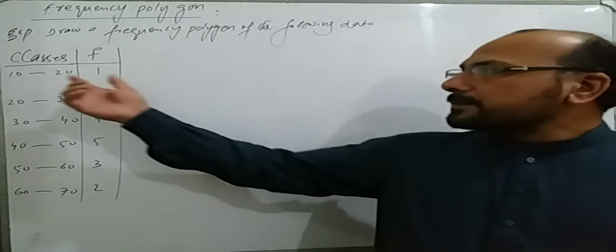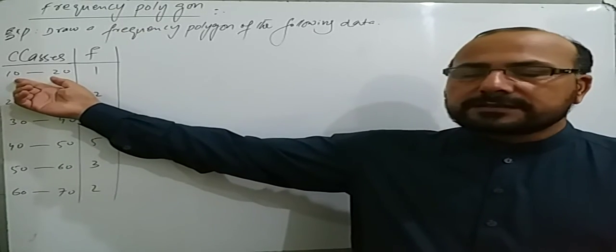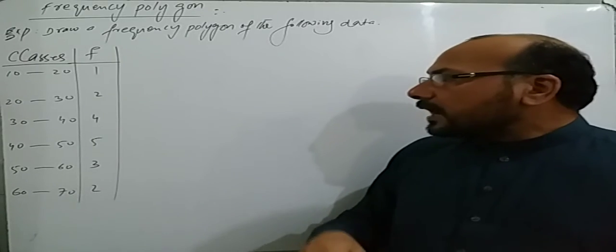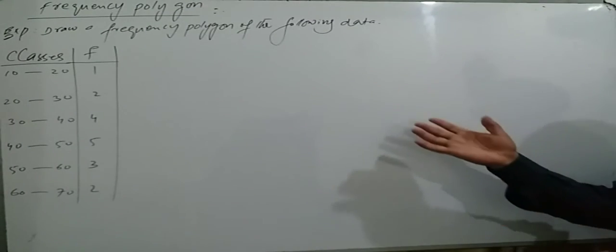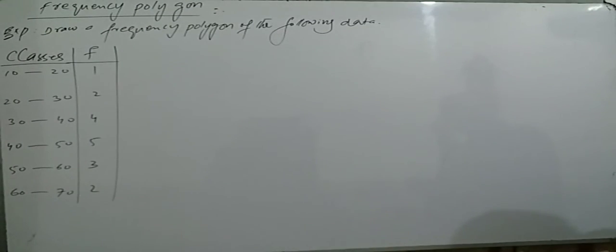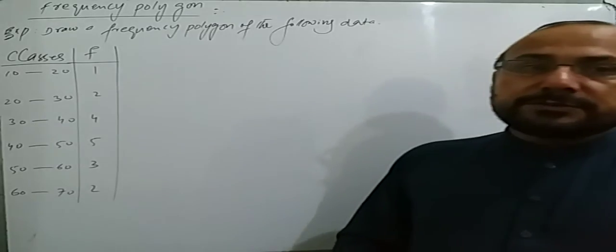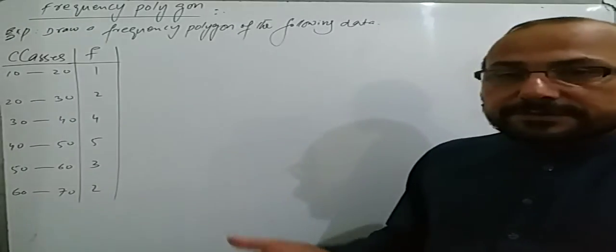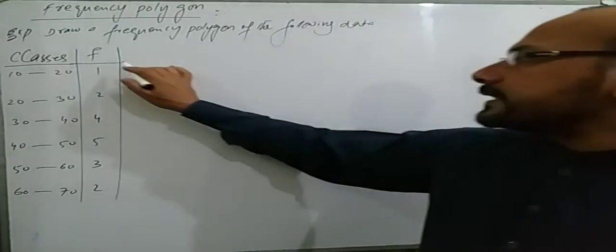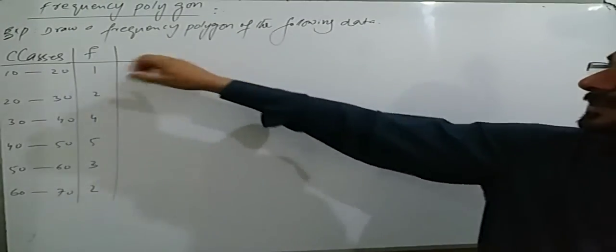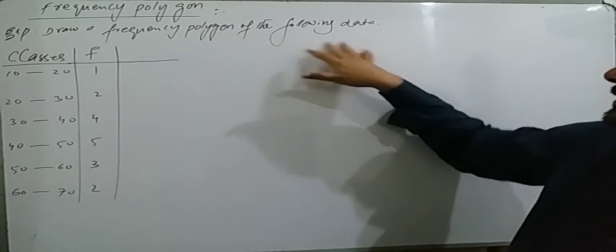How can we get it? By adding the lower class limit or lower class boundary to the upper class boundary and dividing by 2. Or by using common sense, you can easily find the mid value of each class, because if you see 10 and 20, what is the mid value between 10 and 20? That is 15. So this is the example which is given: draw a frequency polygon of the following data.